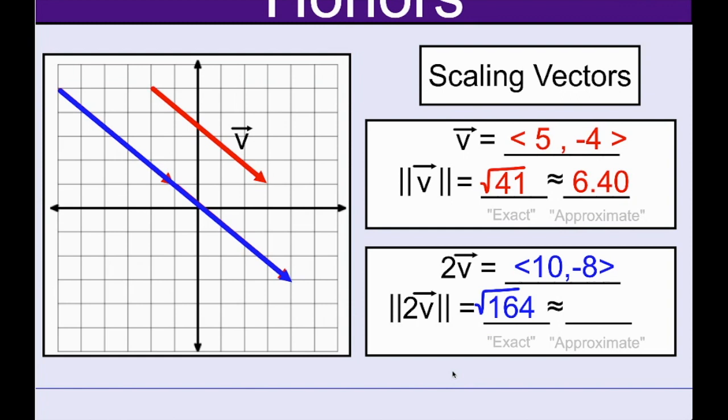Now, in theory, the square root of 164 should be around 12.8. So let's type that in. Square root of 164, I got out my calculator. That is 12.81 if you're rounding. 12.81.